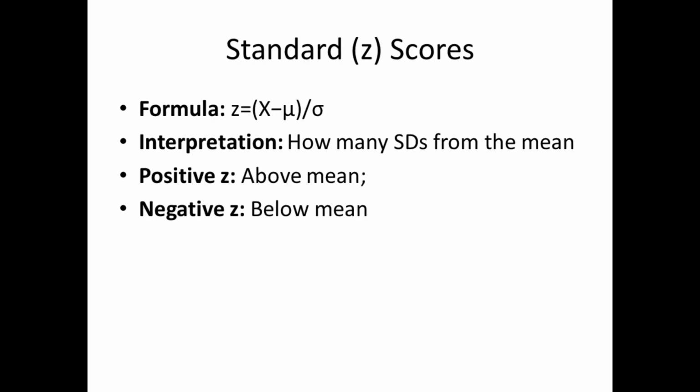Standard Z-score. Z-scores help standardize values. Here we use the formula Z equals x minus mu divided by sigma. If the result is positive, it is above the mean. If the result is negative, it is below the mean. It helps in comparing values from different distributions.